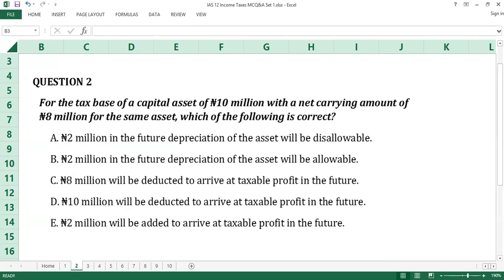10 million naira will be deducted to arrive at taxable profit in the future. 10 million naira is the future capital allowance to be granted in arriving at the taxable profit. This is the relevant amount for tax purposes, not the 8 million naira net carrying amount. D is the answer to question number 2.